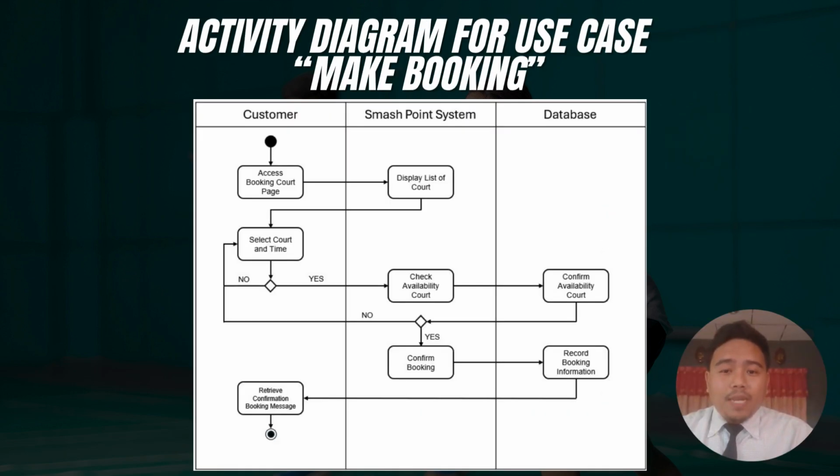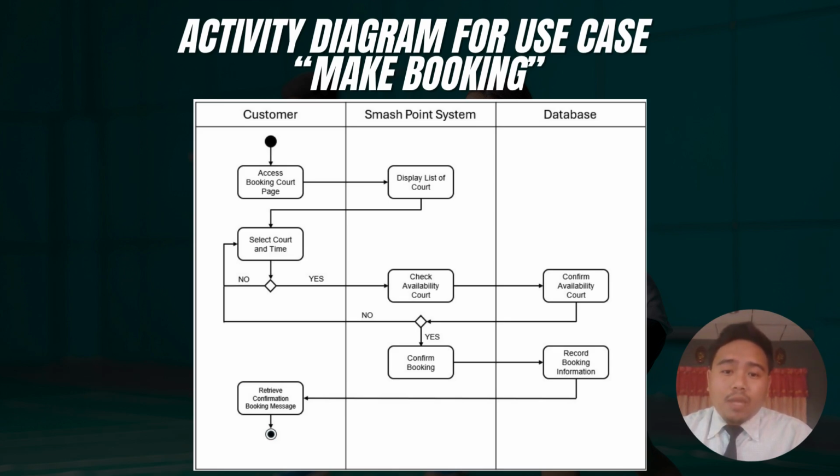Now, I will explain the activity diagram for the use case make booking in our Smash Point system. The process begins when the customer accesses the booking code page. The system responds by displaying the list of available codes. Next, the customer proceeds to select the preferred code and time slot. If the customer has not selected a code, the process will loop back until a valid selection is made.